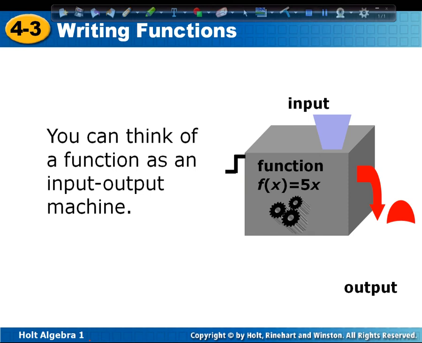It says you can think of a function as an input-output machine. As you put numbers in, you're going to get different numbers out. So if we put in x, we get 5x here. If we put in 2 into our machine and we say 5 times 2, we get out 10. If we put 6 into our function, 5 times 6 is 30, so we get out 30 in our output. So just a little bit of a way to think about that.